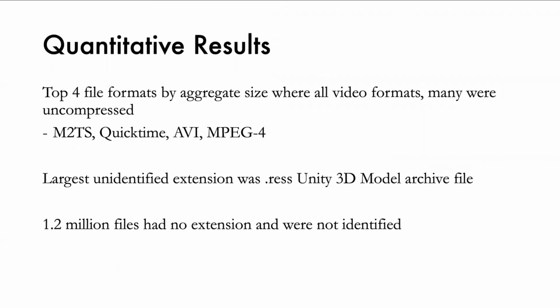The top 4 file formats by aggregate size were all video formats that were mainly uncompressed. So around 7 terabytes of it is just video files that were not managed in a way that was thought of as, this is an archive, right? This is just a backup.